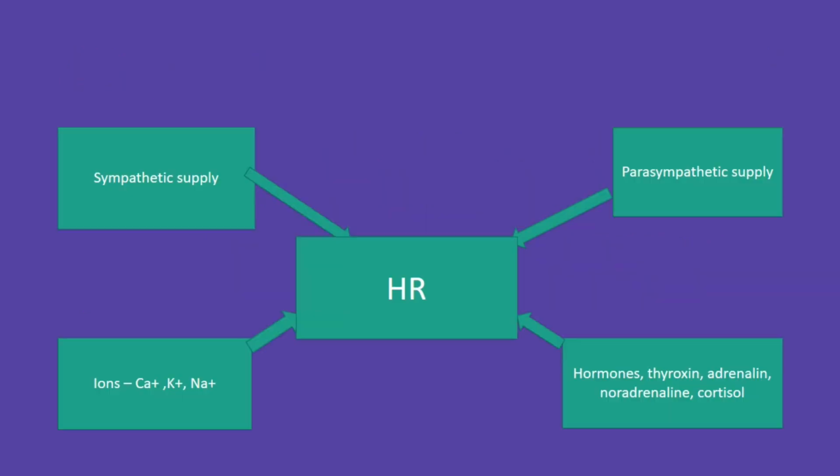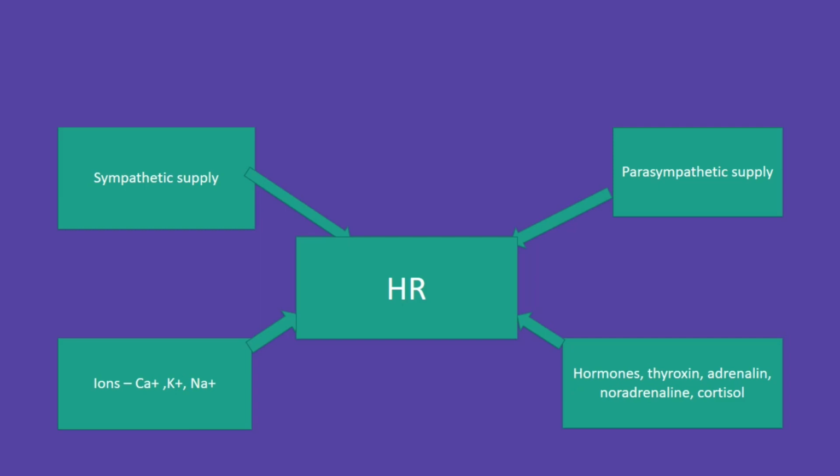Heart rate, another component of blood pressure regulation, is under the influence of various factors. Let's explore these factors and how they modulate heart rate. Sympathetic and parasympathetic nerves, part of the autonomic nervous system, play opposing roles in regulating heart rate. Sympathetic stimulation increases heart rate by releasing neurotransmitters like adrenaline and noradrenaline, which bind to receptors on the heart muscle cells, stimulating them to beat faster.